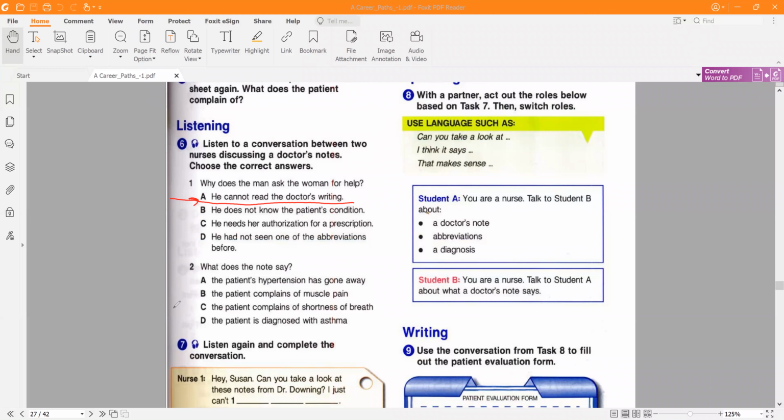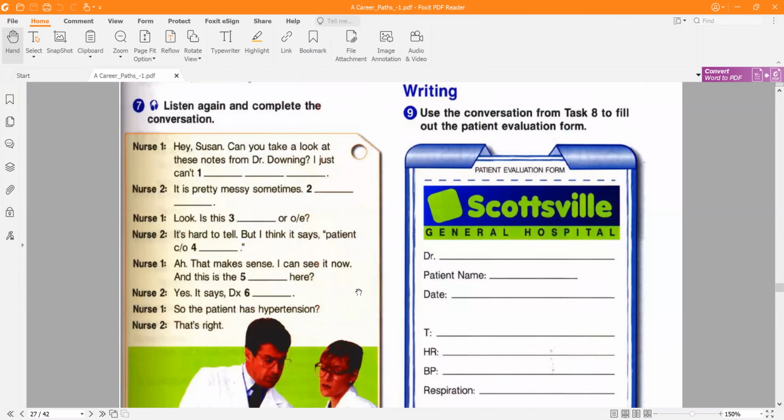Okay, number two, what does the note say? It is number C again. The patient complains of shortness of breath. Okay, now we are going to listen again, and then we are going to fill the gaps as usual, with the missing words in here.